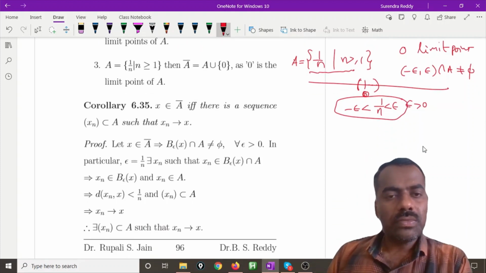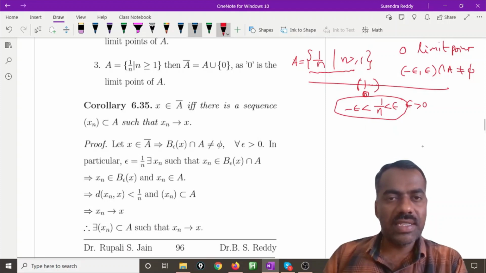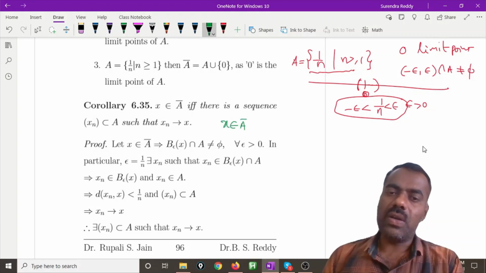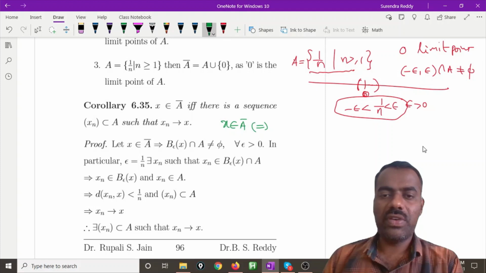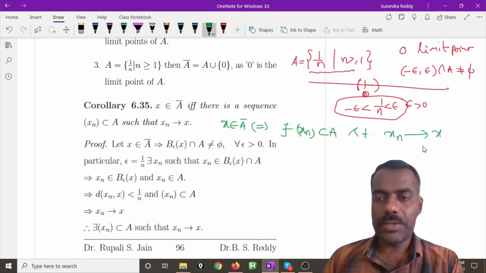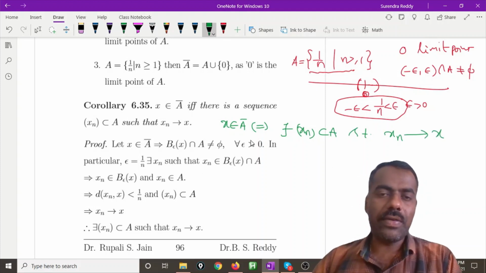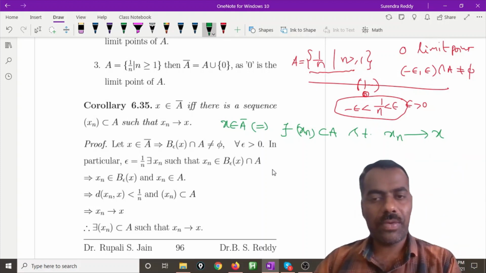Now, we can also give the characterization of an element in A bar, that means the closure of a set, in terms of sequences. What is that? It says that x is in the closure of that set if and only if there exists a sequence xn in A such that xn converges to x. And this proof is not at all difficult, we have already discussed a similar type of thing.